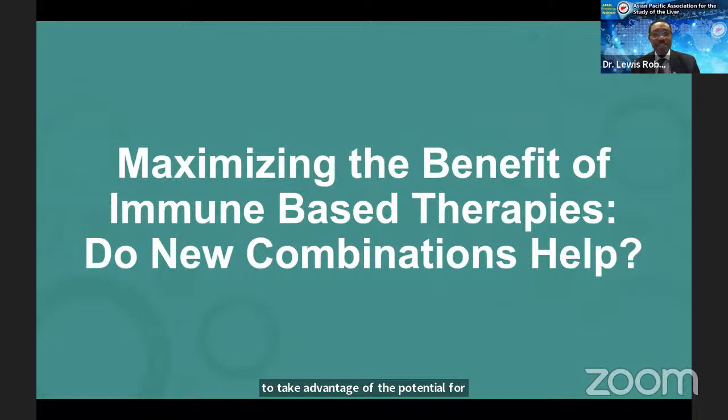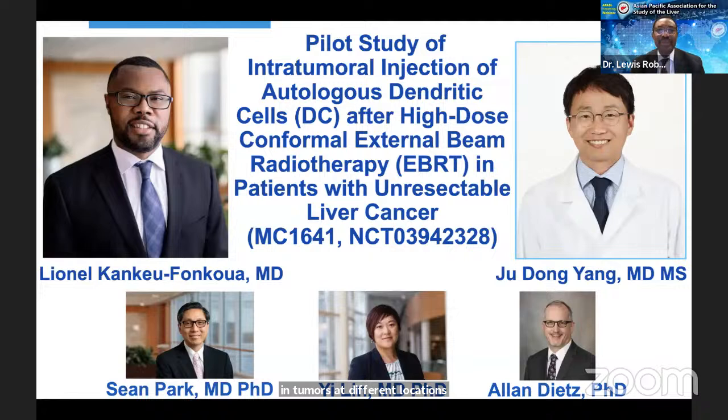So in the last few minutes, I'd like to talk about a third idea in terms of personalizing therapy. And that is the idea that we might be able to maximize the benefit of immune-based therapies by adding combinations of therapies that affect the immune cycle in tumors at different locations. And this is work that we started as a pilot study of intratumoral injection of autologous dendritic cells after high-dose conformal external beam radiotherapy in patients with unresectable liver cancer.